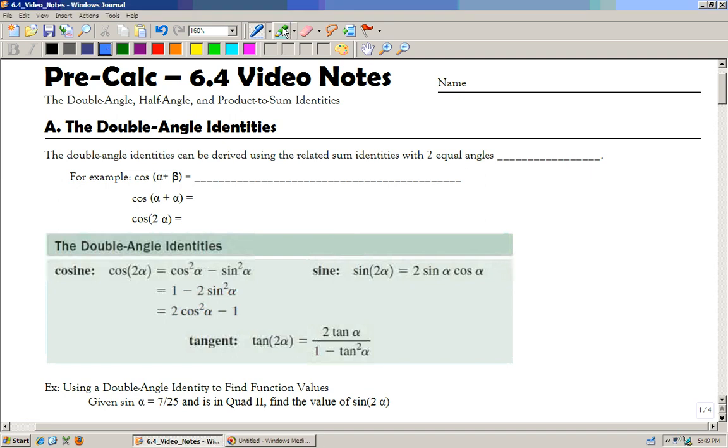Okay, today we are doing section 6.4, part A, the double angle identity. They can be derived from the sum identities when you set two angles equal to each other. For example, you do alpha equals beta.